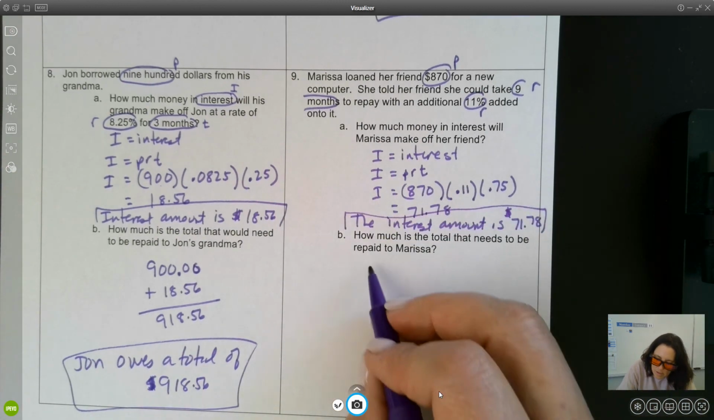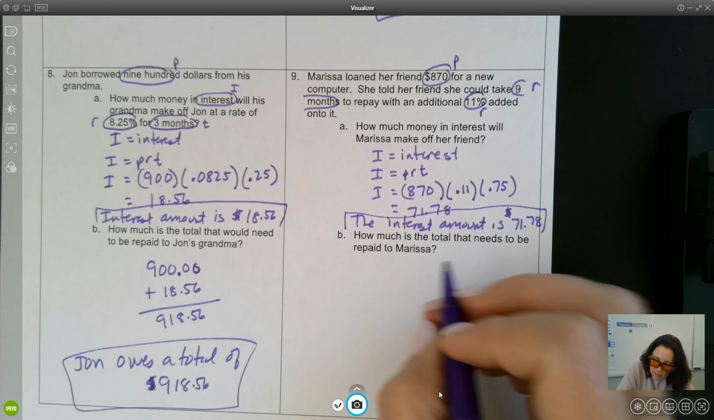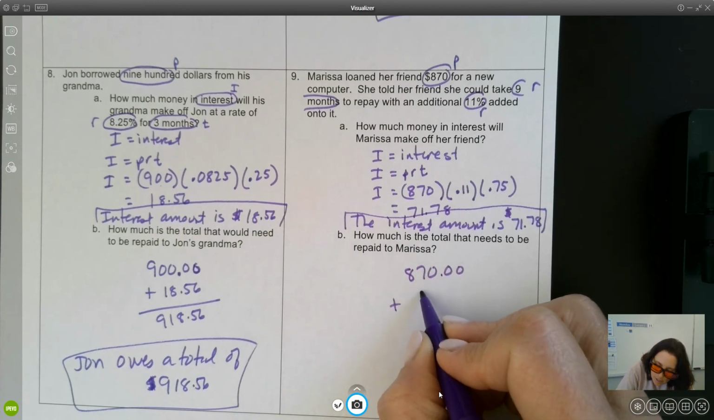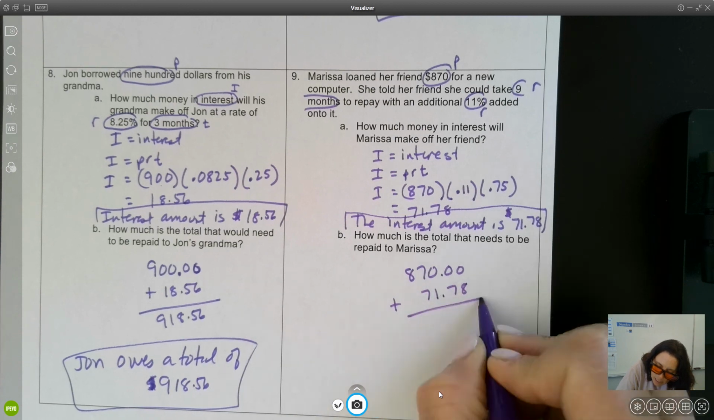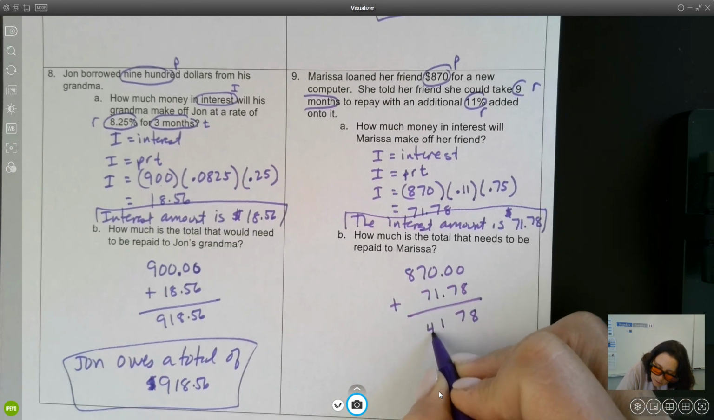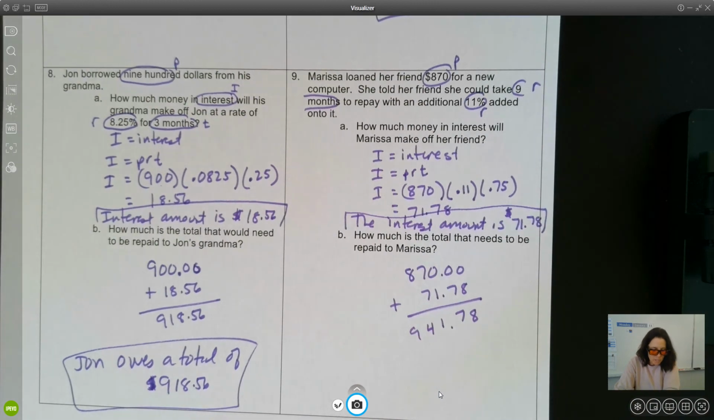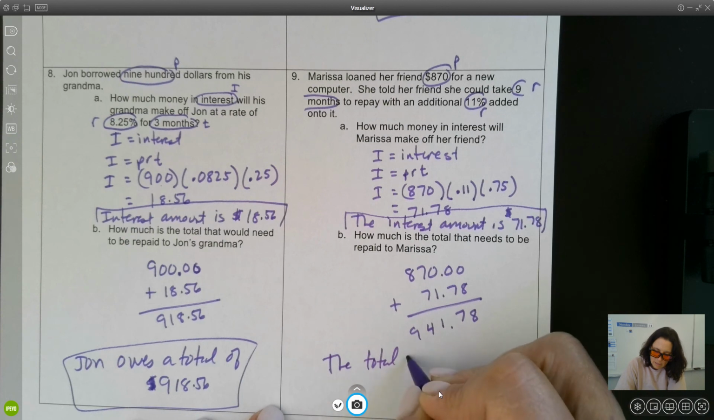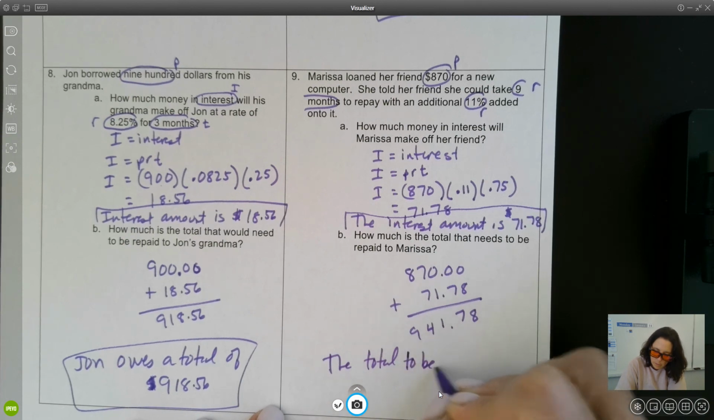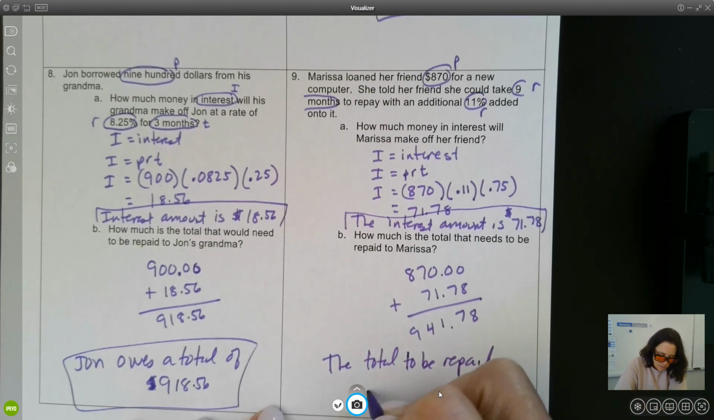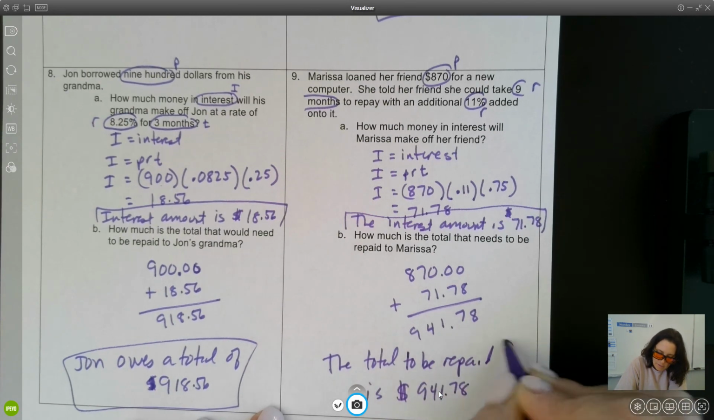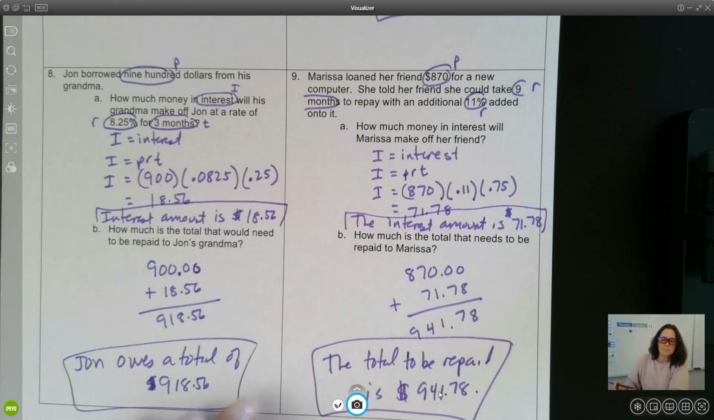The total amount that needs to be repaid to Marissa is going to be $870 plus 71.78, which is 941.78. The total to be repaid is $941.78. Simple interest, guys. Thank you.